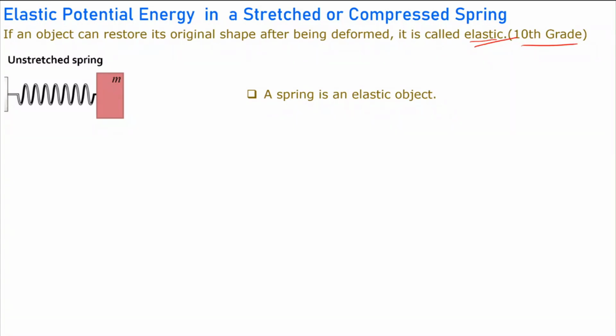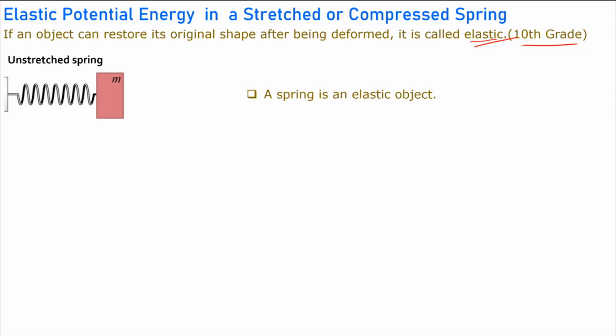This definition is from your 10th grade book. It says that if an object can restore its original shape after being deformed, it is called elastic. You change the shape of an object by applying some external force, and of course, you should remove the force. When you remove this force, if the object takes its original shape, this object is called an elastic object.